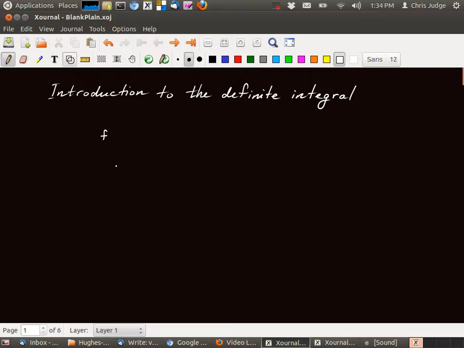So if you have a function f, and we start with an interval a to b, then we can divide the interval up into smaller subintervals. And we want to see what the contribution of f is, which you may think of as a rate, to each subinterval.